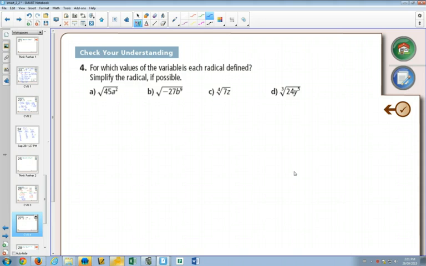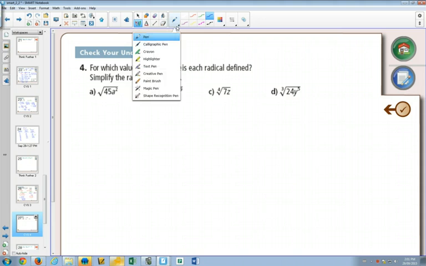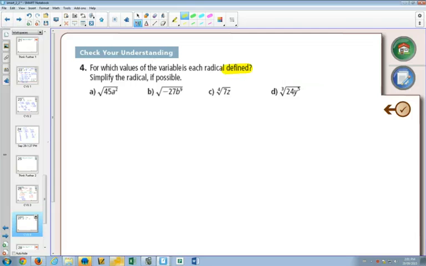Couple things here for number 4. This question is first asking, when is it defined? So we've already learned this as a special definition. When is it possible?